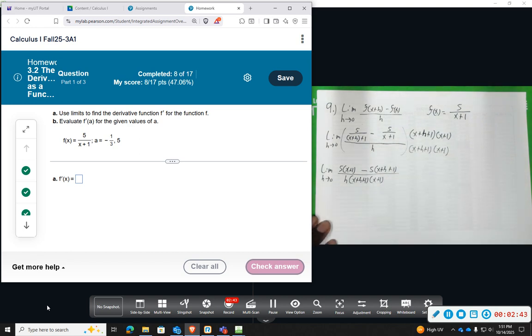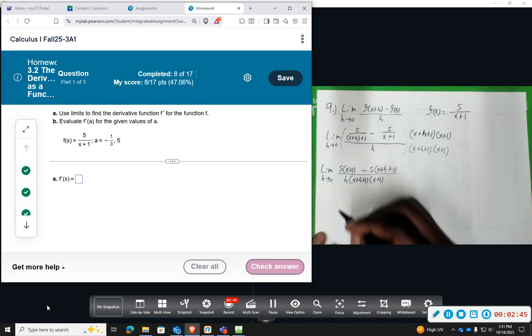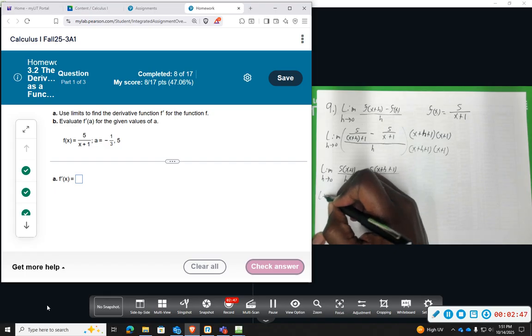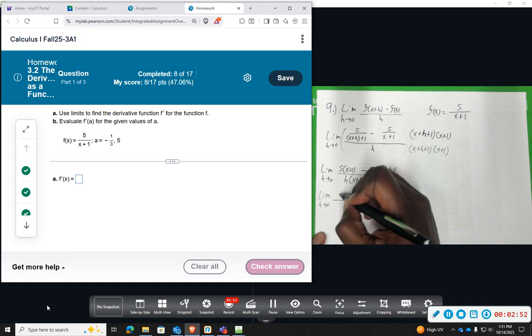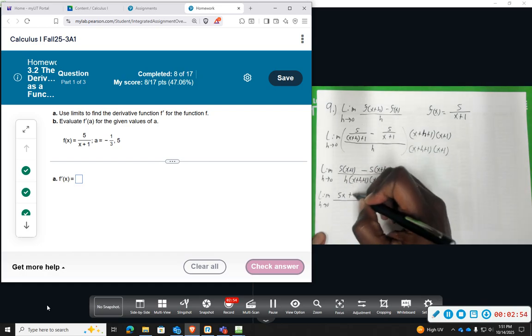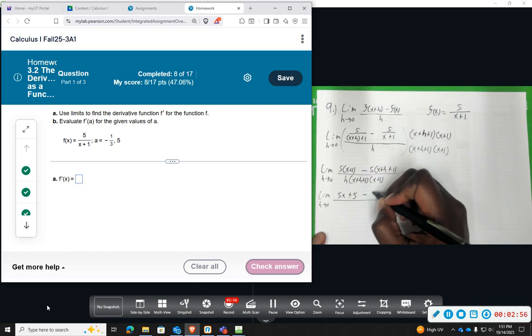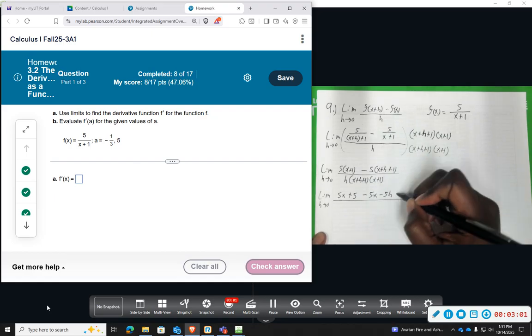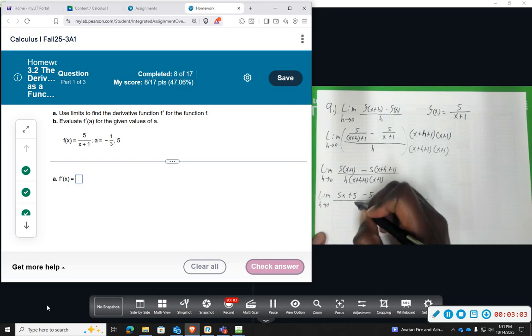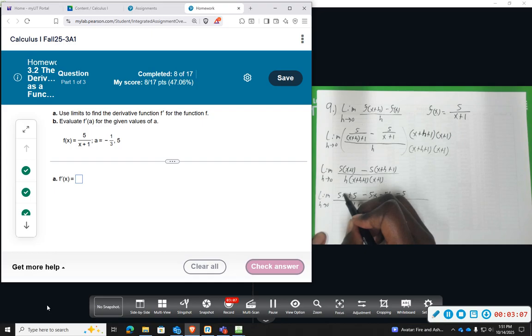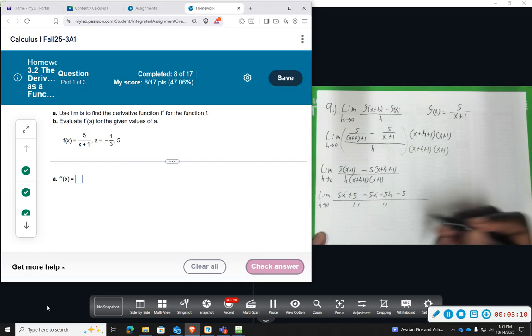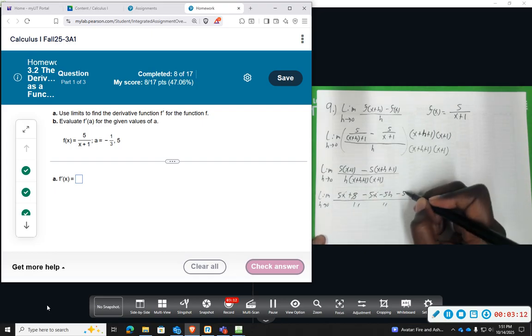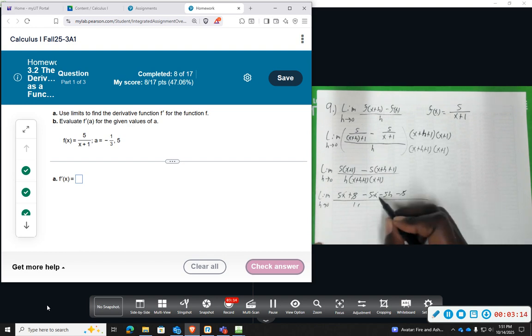Okay, so now we'll start to distribute and cancel out. So that gives me 5x plus 5 minus 5x minus 5h minus 5. And on the bottom, I'm just going to write quotation marks for a ditto. And then the 5x will cancel with the negative 5x. Positive 5 will cancel with the negative 5, leaving me with the negative 5h.